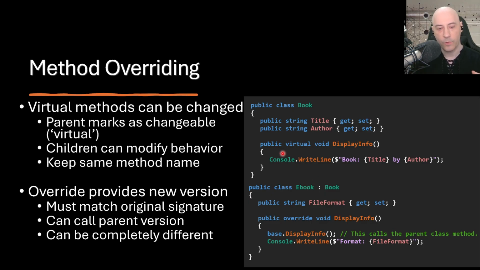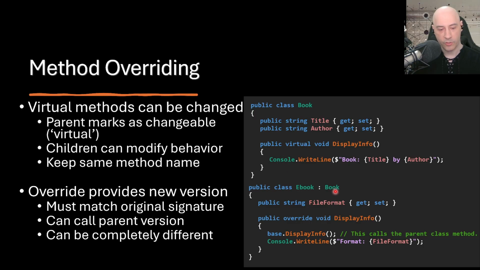In this example, we've made display info different from the parent display info because we actually have more information that we can print. I just use file format here. So for the display info, we marked it as virtual, which goes in between the access modifier and the return type. So public, virtual, void, display info. So that says, okay, I can override display info in a child.